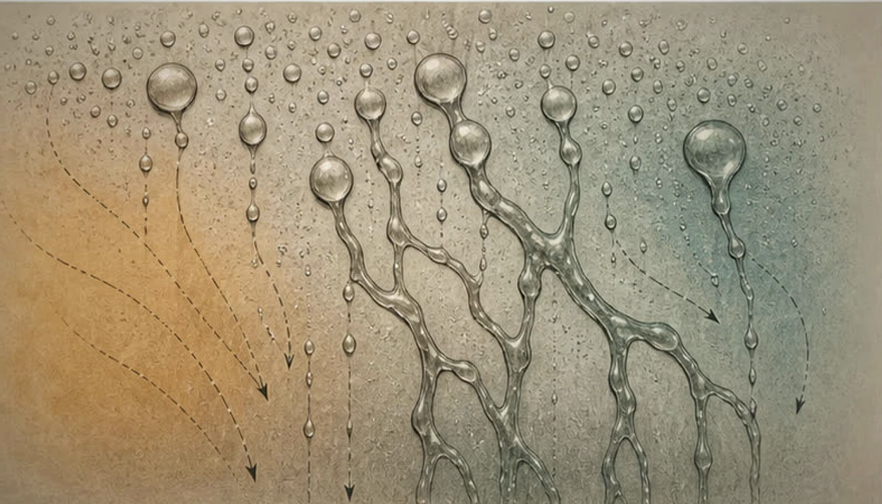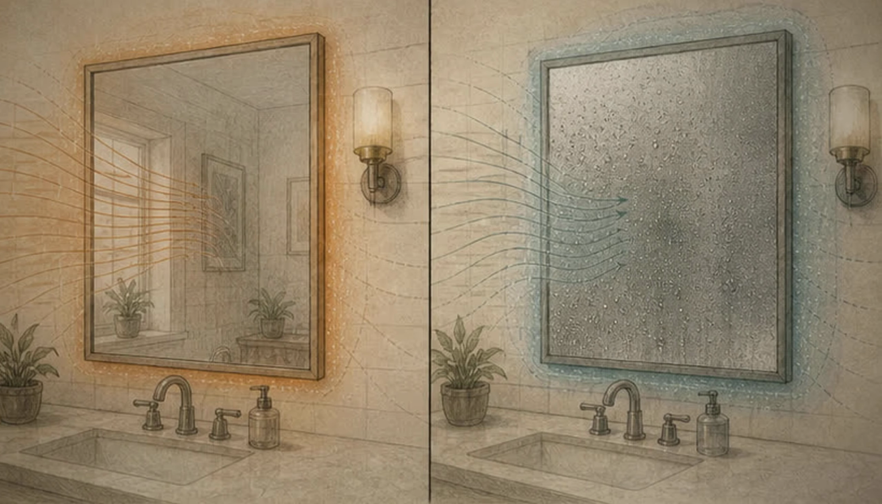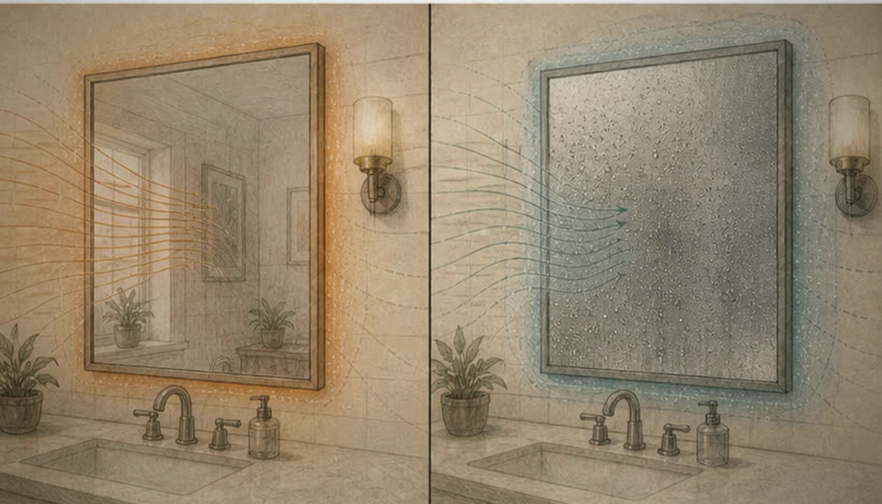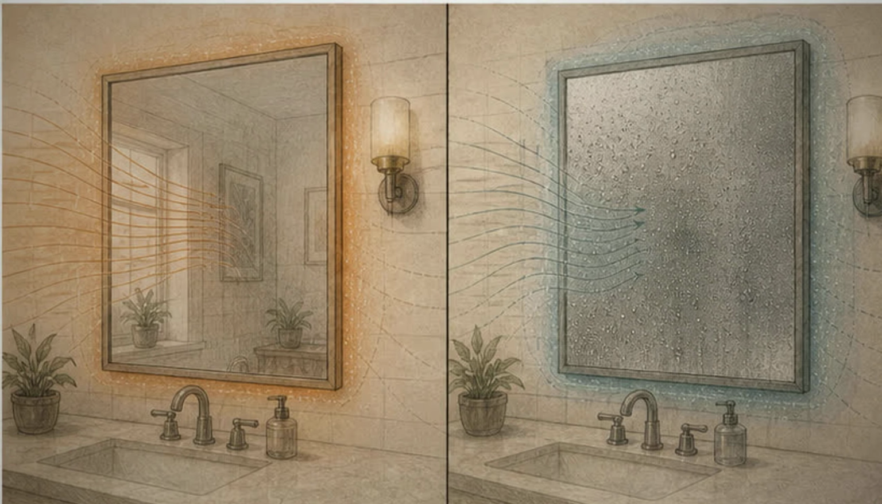Wiping removes the droplets that already exist, so the reflection returns for a moment. But if the glass is still cool and the air is still humid, the same boundary condition remains. A new population of droplets begins forming almost immediately.